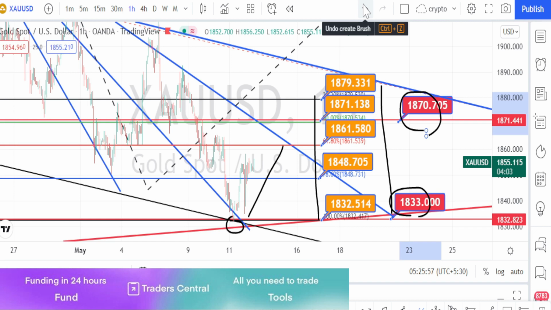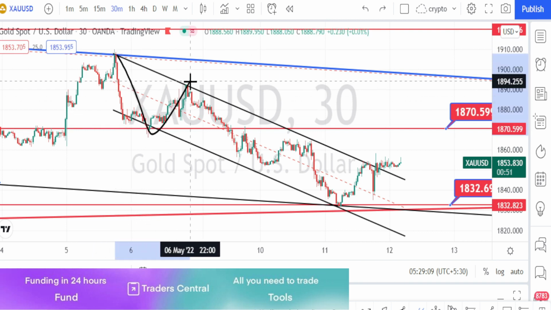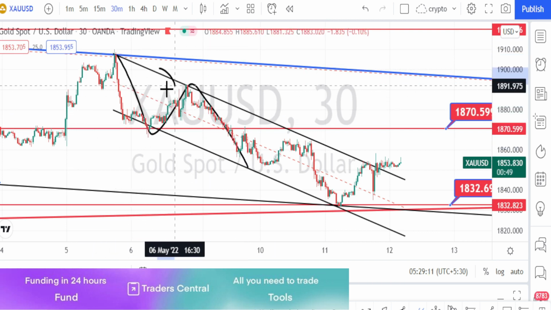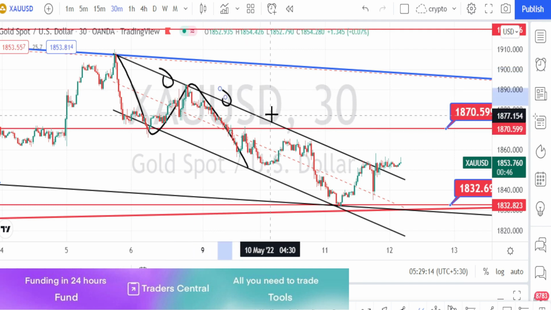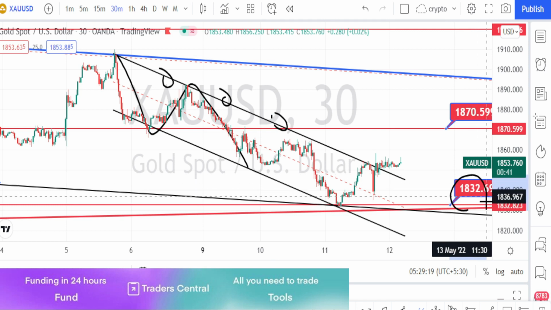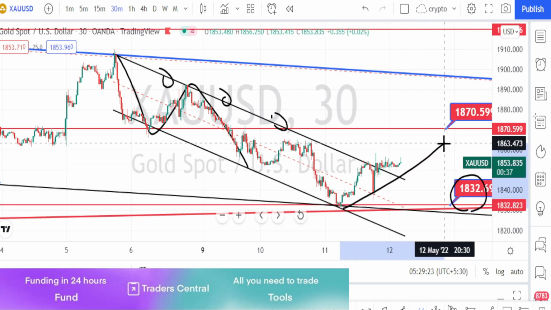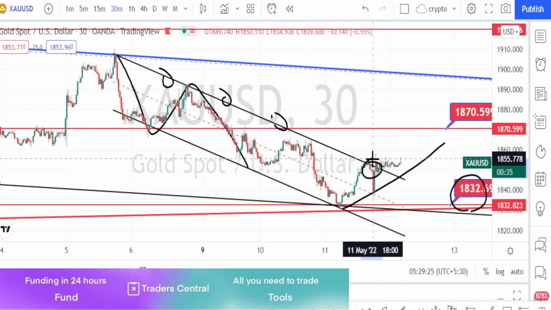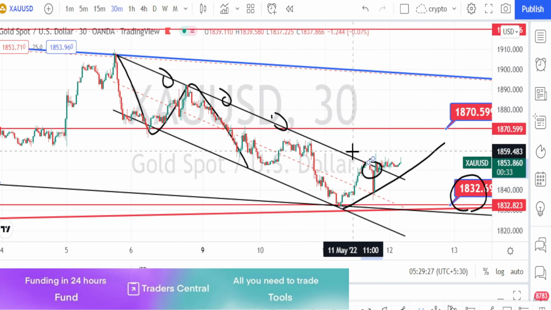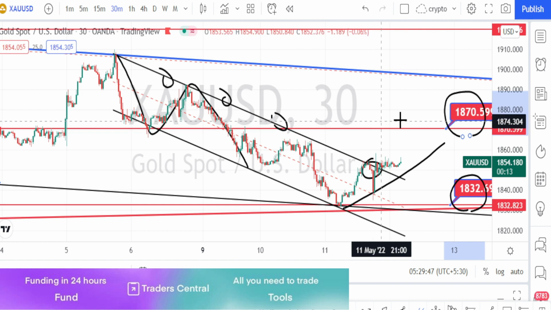Let us do the analysis in 30 minutes time frame. I'm in 30 minutes time frame now. When we look at the price action in 30 minutes time frame, previously it was trading inside a bearish channel pattern and it has taken support at the support level of 1832 and bounced back on a bullish trend reversal, breaking this resistance line of the bearish channel pattern. Next level of resistance is going to be around 1870, which is from the daily time frame.